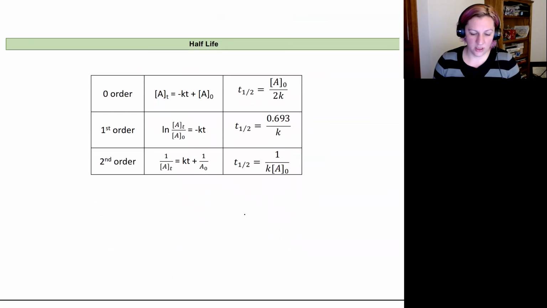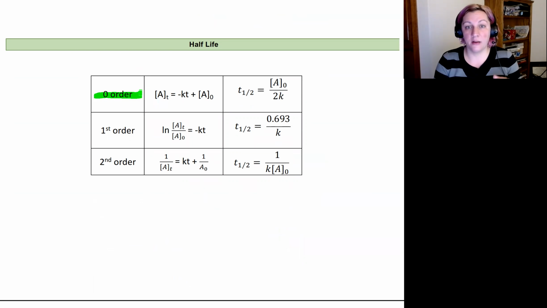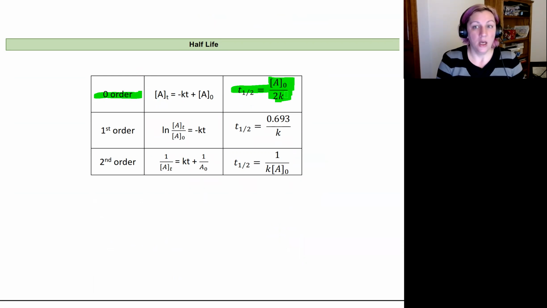So here's just a quick summary for zero order reactions. Remember, the rate is not dependent on the initial concentration that we start with. However, the amount of time in a half-life will depend on that initial concentration. And so we see that the half-life is whatever amount you start with divided by 2 times the rate constant.